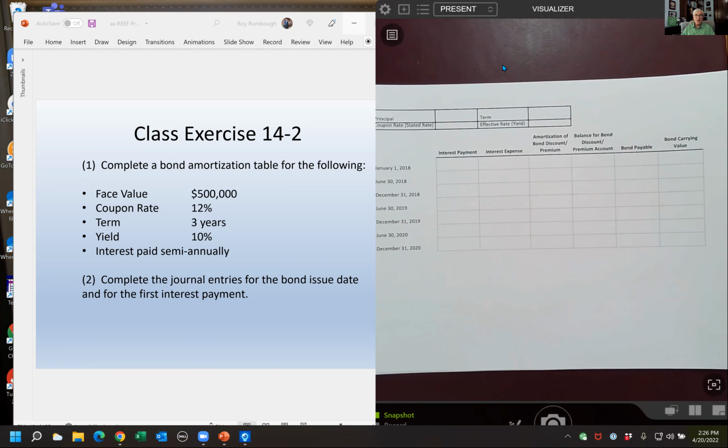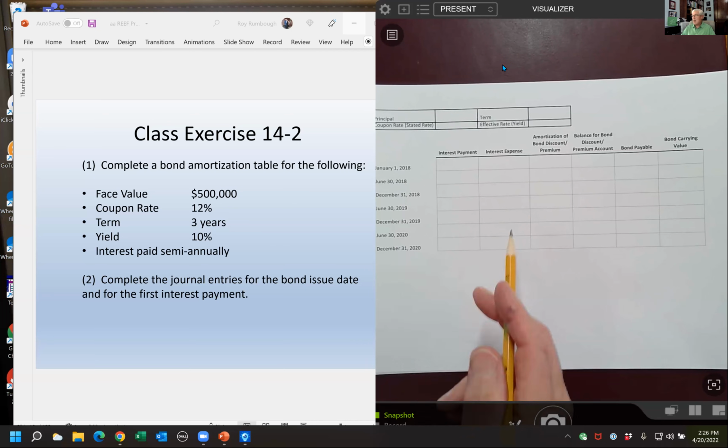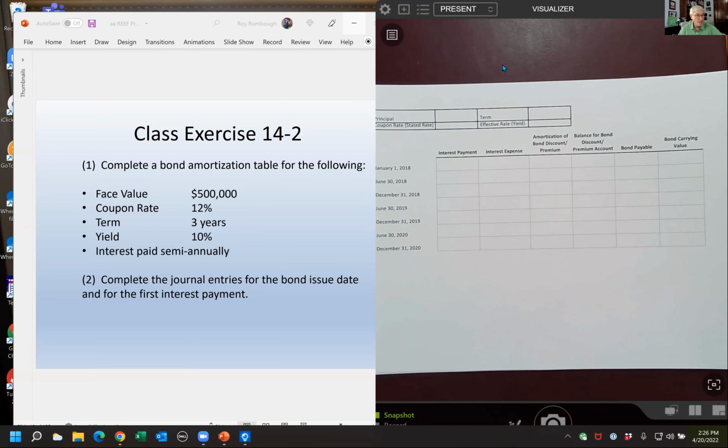Usually I will require almost exactly for my exams the journal entry for the issue date, the journal entry for the first interest payment, and then what's the interest expense for the year. I'll at least ask those two things, but I'll most likely require my students to finish an amortization table. So I will pause here, let you pause, go work the problem, and then come back.